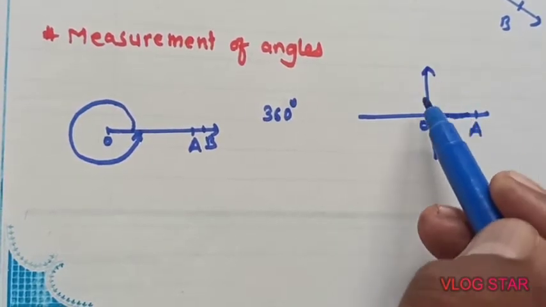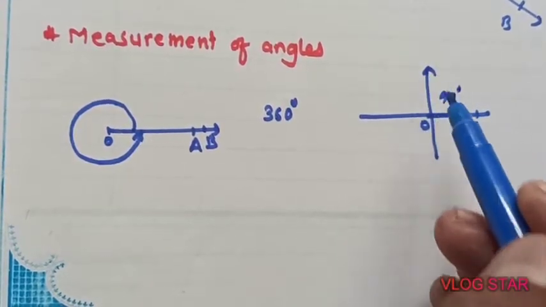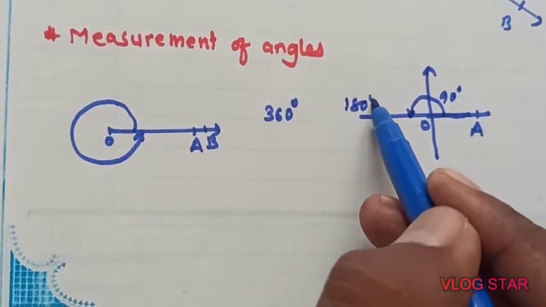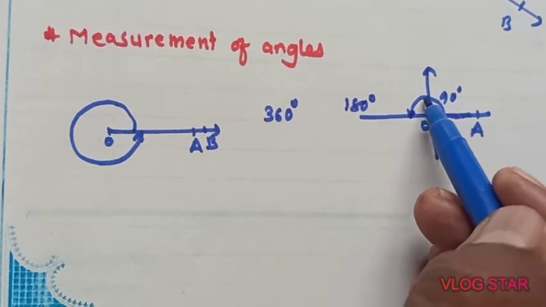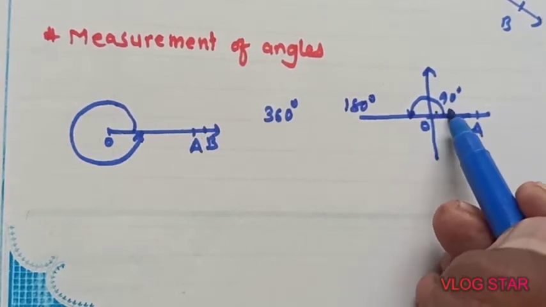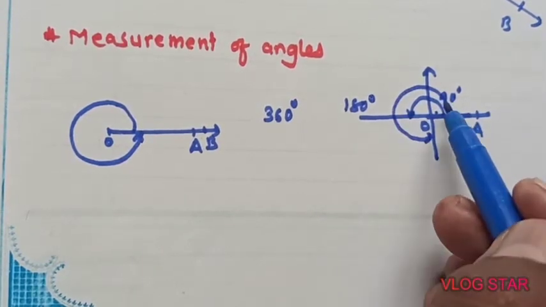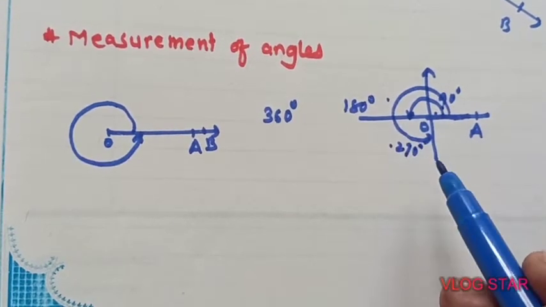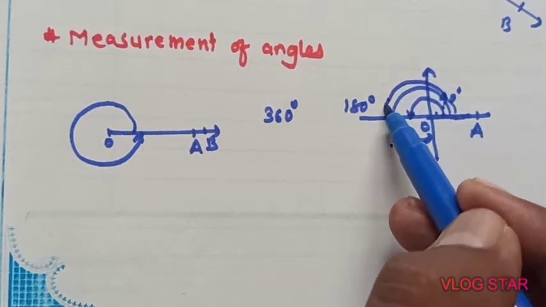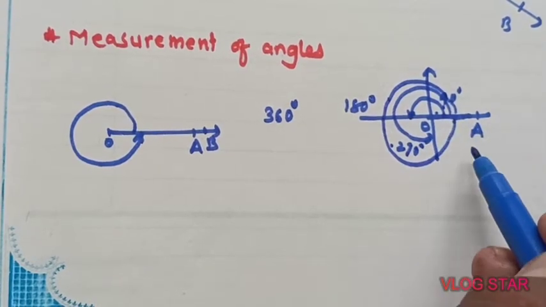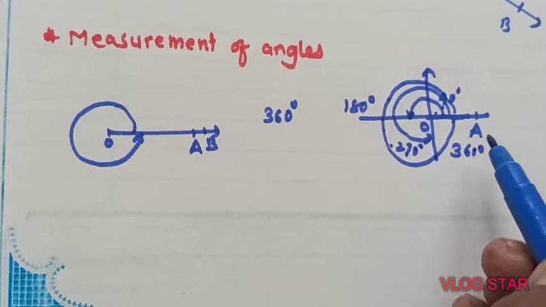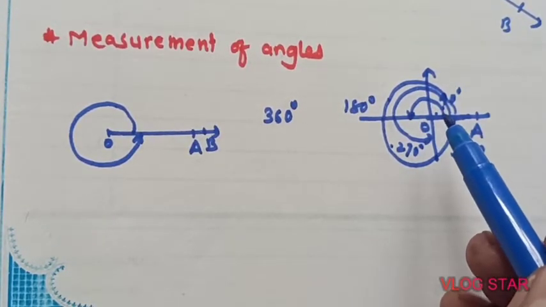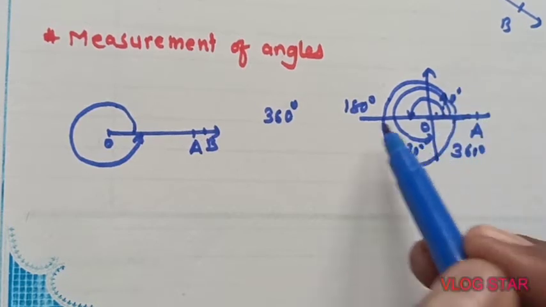So till here you got 90 degree, then this much is 180 degree, and if you continue the rotation like this till here, so 90 plus 90 plus 90, you will have 270 degree, and if you continue like this till here, you will have 360 degree. So like this, we have divided a complete rotation in 4 quadrants.